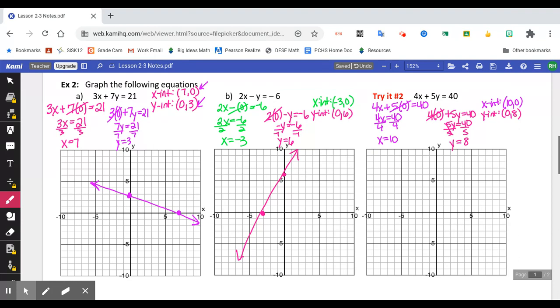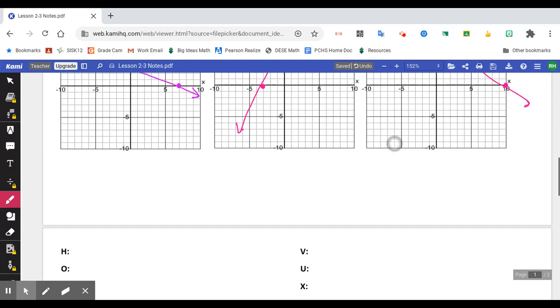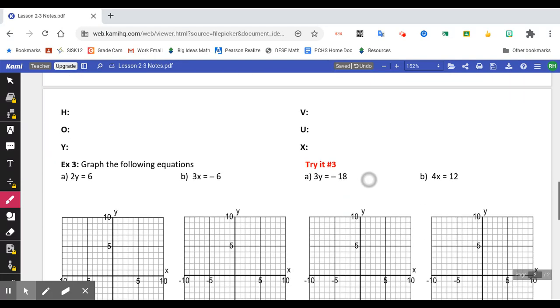X is 10, so I'm going to go to 10 on my x. Y is 8, so it's up here. Oops, crooked. Sorry. And there's your line. Okay. Hopefully that's sinking in a little bit.